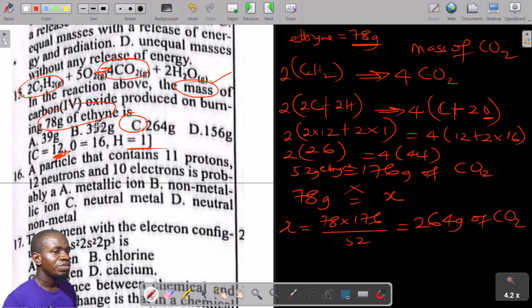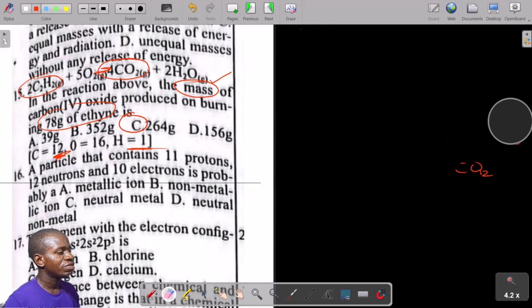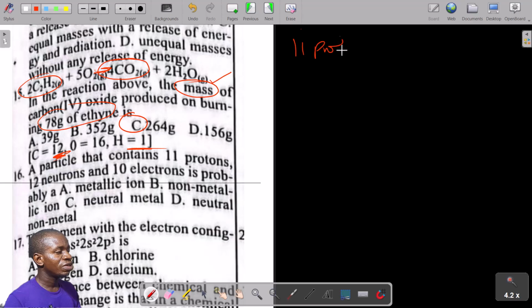So for question number 16, what do you have for question number 16? Quick one. Question number 16 says what? A particle contains 11 protons. Proton has to do with positive charge. So it contains 11 protons. You remember, it simply means that it has 11 positive charge. Then they say 12 neutrons, neutrons have no charge. Nil charge.